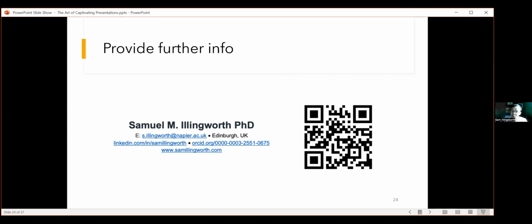When you're stood next to your poster, you don't need to immediately jump on everybody that comes to your poster. You can just give them time. So if I'm presenting with a poster, I'll stand next to my poster. I'll allow people to just have a few minutes to read it. And then I'll say to them, have you got any questions about the poster, or can I help?